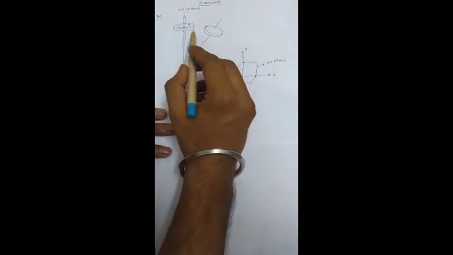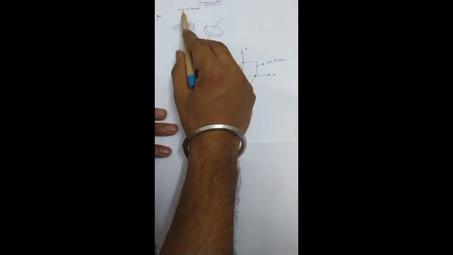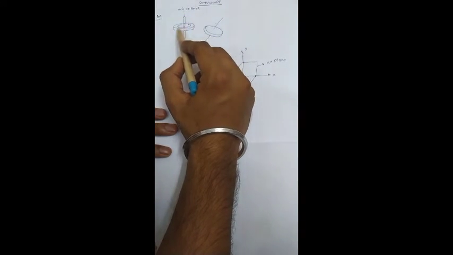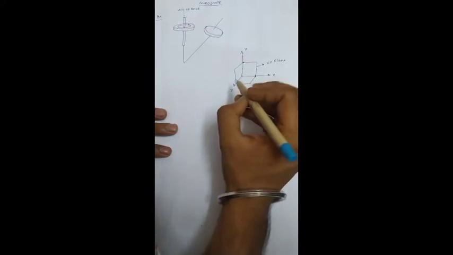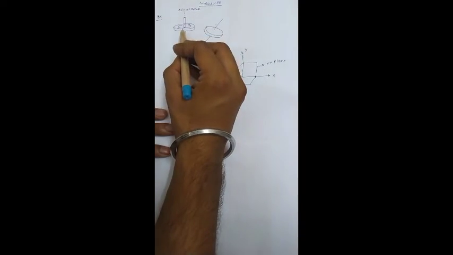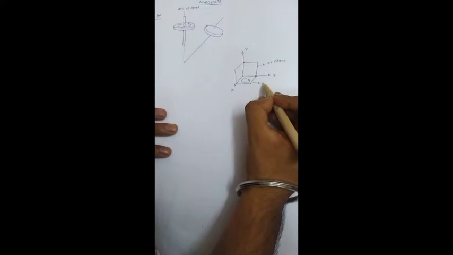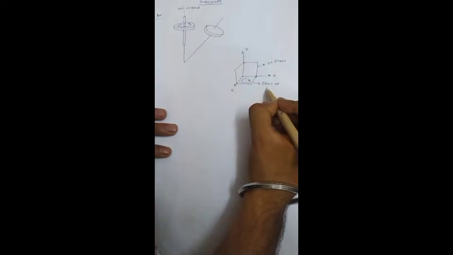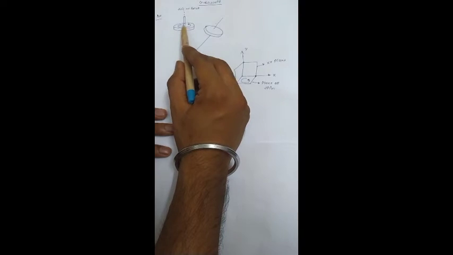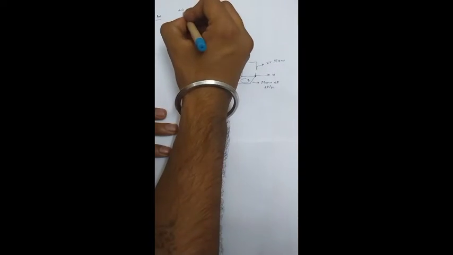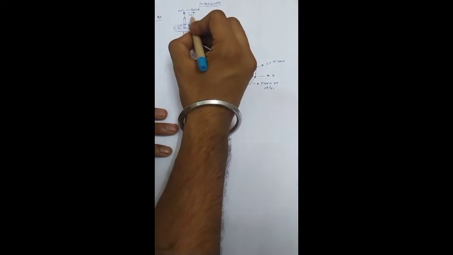This is the example in which I took a rotor. This is the axis of the rotor. This is the plane of rotation of the rotor, or we can say this is the plane of spin. Then the direction of angular velocity will be perpendicular to the plane of spin. So this is the direction of angular velocity, that is the omega vector.